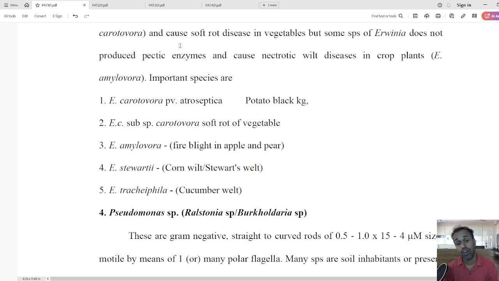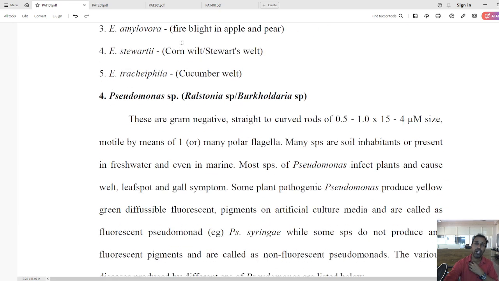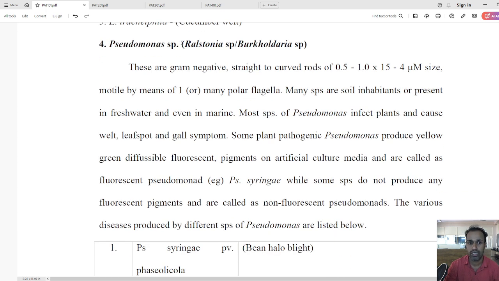Erwinia tracheiphila is very common nowadays; it causes cucumber bacterial wilt. It is carried by a vector, the spotted and striped cucumber beetles, Diabrotica undecimpunctata and Acalymma vittatum. They are transferring this one.